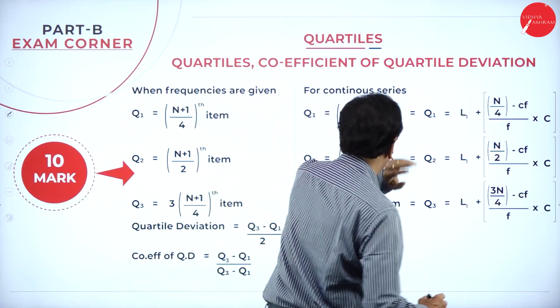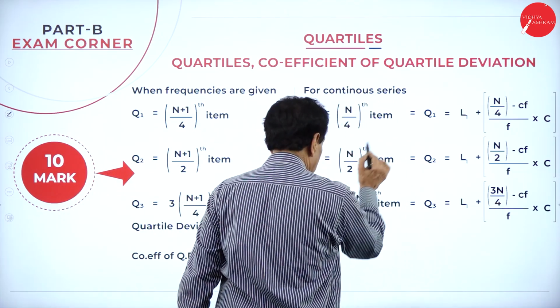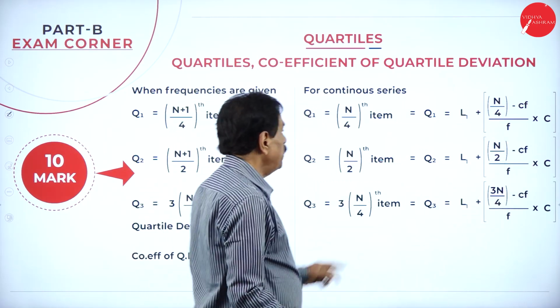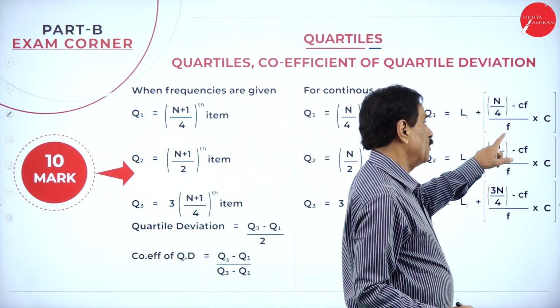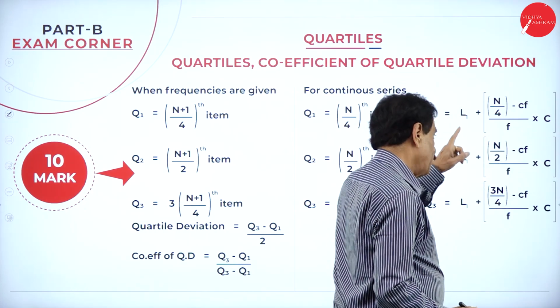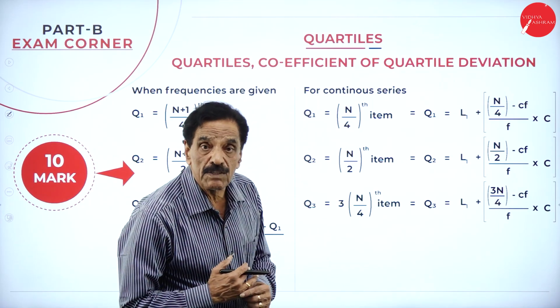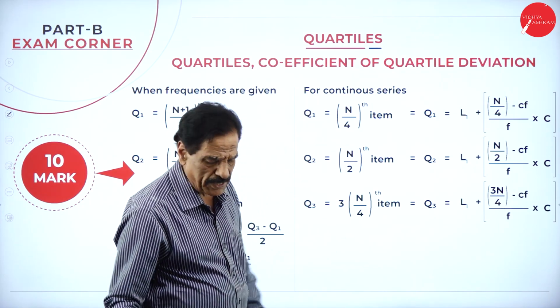For a continuous series, it is n by 4, n by 2, 3n by 4. The formula remains the same: Q1 is L1 plus n by 4 minus CF over F into C. Same formula for n by 2. Here CF is the cumulative frequency of the class behind, F is the constant frequency, and C is the class interval.